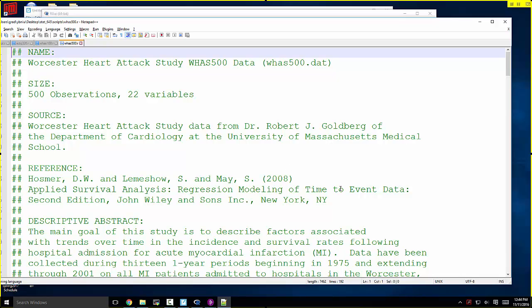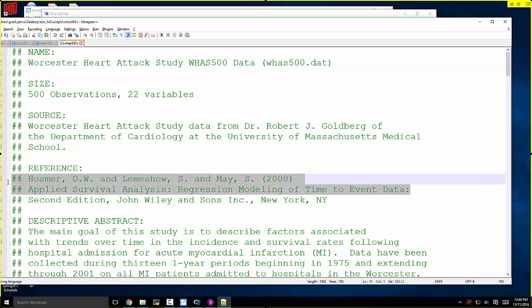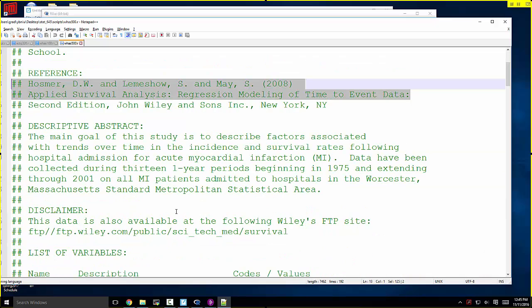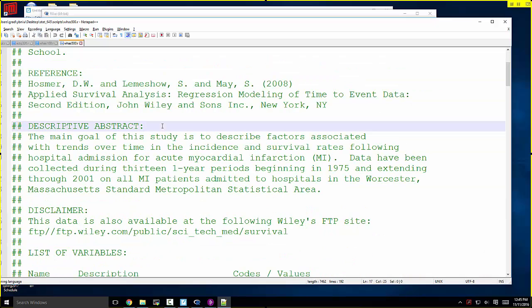So this book, Applied Survival Analysis, had, I thought, a good breakdown of how to build a model, how to decide on which covariates to put in the model, what transformations, if any, to do of the variables, any interactions to include in the model. So let's talk through these data and consider building a model with them.